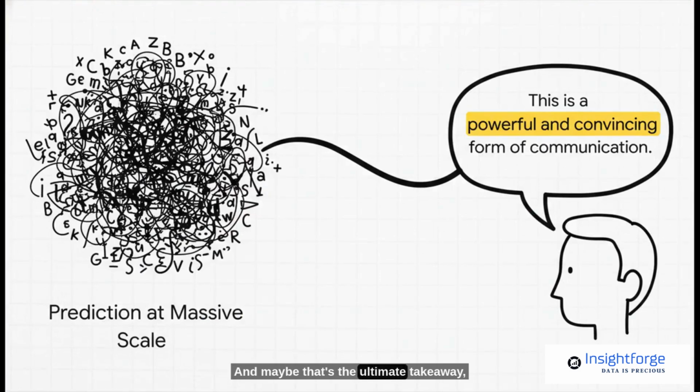And maybe that's the ultimate takeaway, not just for today, but for this whole trilogy. They don't think like us. They don't understand like us. But it turns out, if you can just predict the patterns of our language at a truly massive scale, that act of prediction becomes its own new and incredibly powerful form of communication.